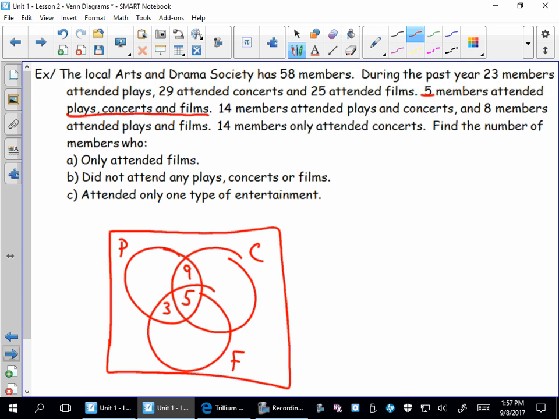Concerts and films. Where do I see concerts and films? Oh, it doesn't tell me that. Interesting. I'm going to have to come back to concerts and films. What else do I know, though? I know there's 23 who did plays. So in this circle right here, there should be a total of 23. And I've got the other 3 pieces, so I can figure what's left over. There should be 6. I also know that there's 29 who did concerts and 25 who did films.